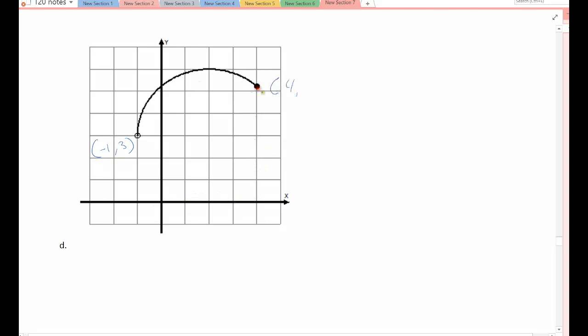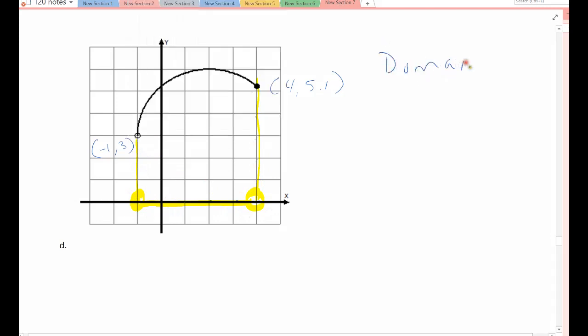So it's at 4... 1, 2, 3, 4, 5. I'm going to say 5.1, somewhere around there. Alright, so domain first. Domain are my x values. So again, my x values kind of start here, but you've got to keep in mind it's an open circle and then stop there. So be careful with this one.